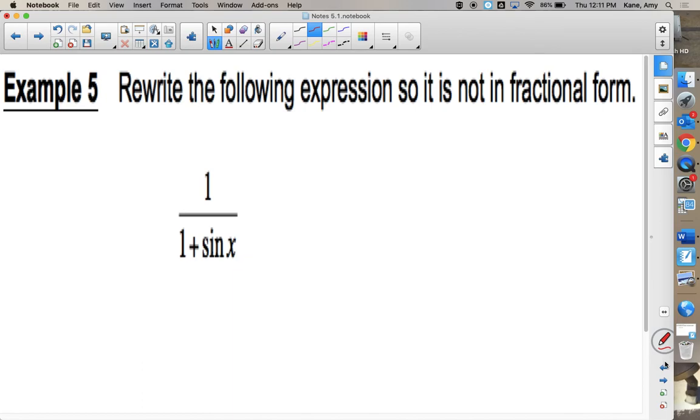So this one here says rewrite the following expression so that it is not in fractional form. So we're starting with a fraction: 1 over 1 plus sine x. And our goal is that it's not a fraction in the end. Once you get it out of fractional form, then you should be done with the problem. But all we have is 1 on top, and on the bottom 1 plus sine x. So the first thing you can think about is, is there an identity that you can use that would get you somewhere?